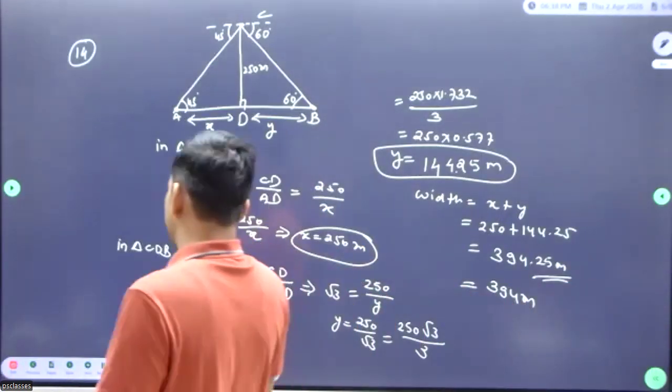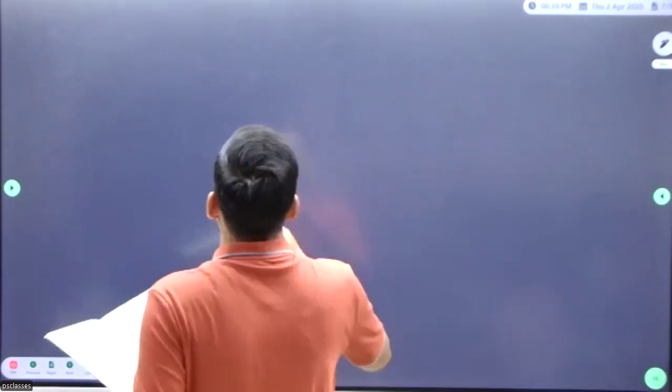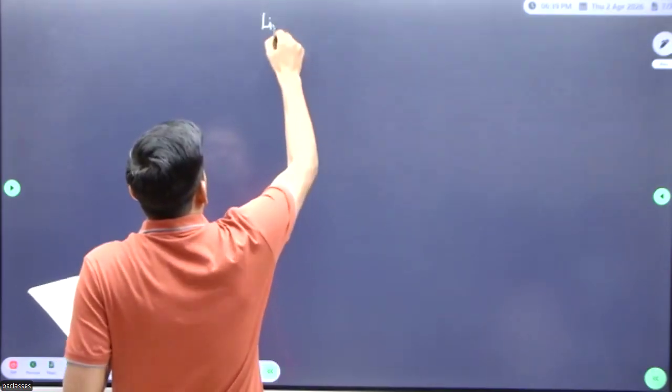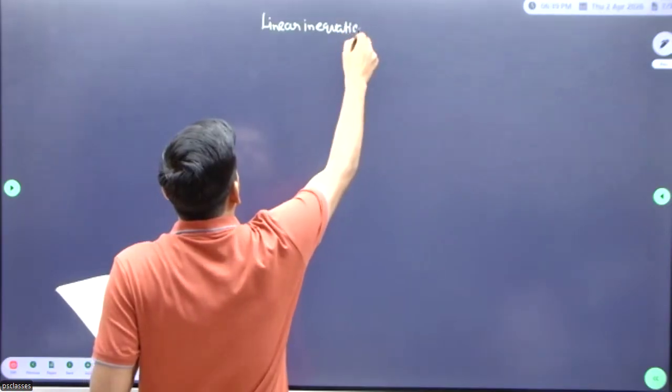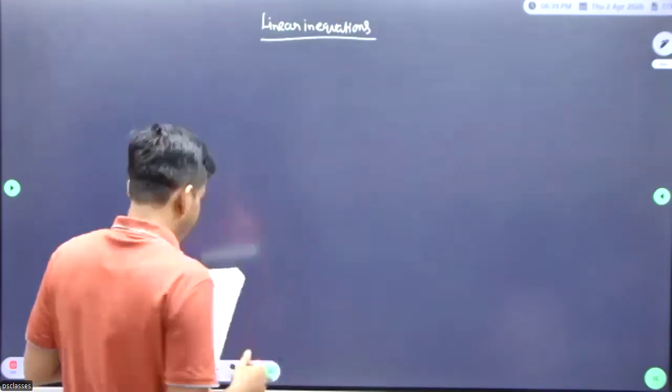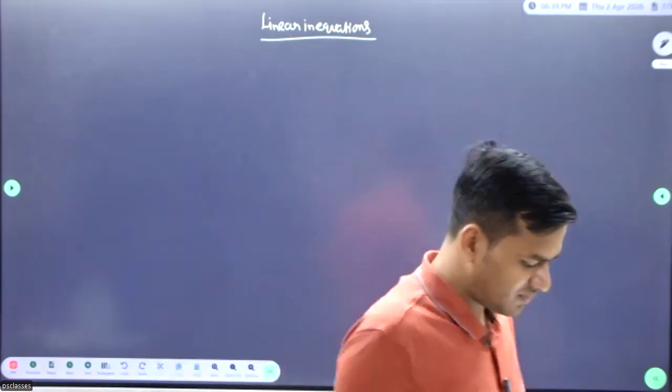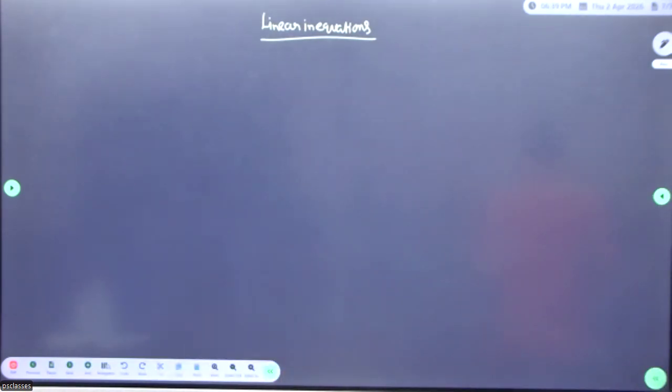Okay, so now we are starting with the linear inequalities chapter. Linear inequations, chapter 4, algebra. I will do it after 2 chapters from algebra, linear inequations and quadratic equations.